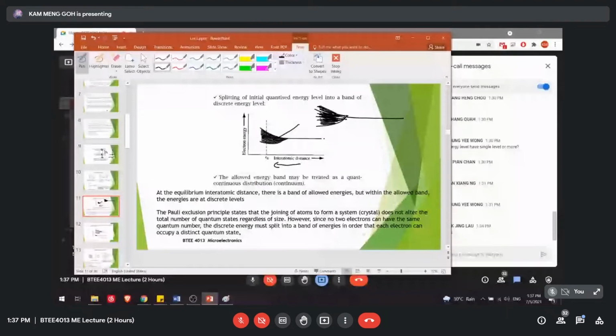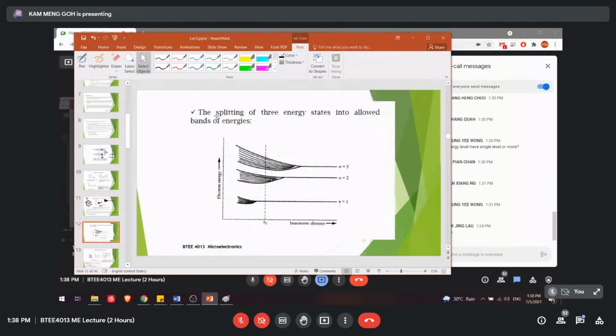This is the Pauli exclusion principle, which states that joining atoms to form a crystal does not alter the total number of quantum states, but no two electrons have the same quantum state, so you can only split the energy level. Whenever atoms get closer and closer together, the energy level will be split. Because we are going to form a crystal, we need a lot of atoms. Just like in the first lecture, when we said a single simple cubic cell already has 8 atoms. Just remember that. Imagine a very small crystal is maybe 10,000 atoms, 10,000 simple cubic cells. Imagine that. That is where the energy band comes from.